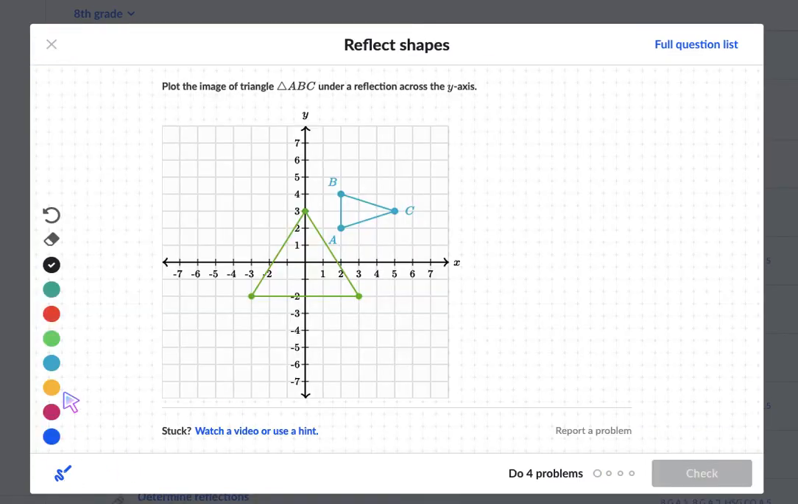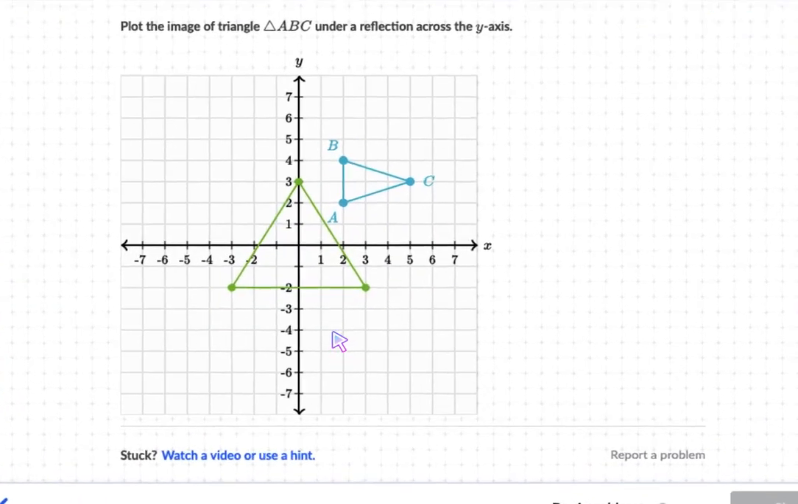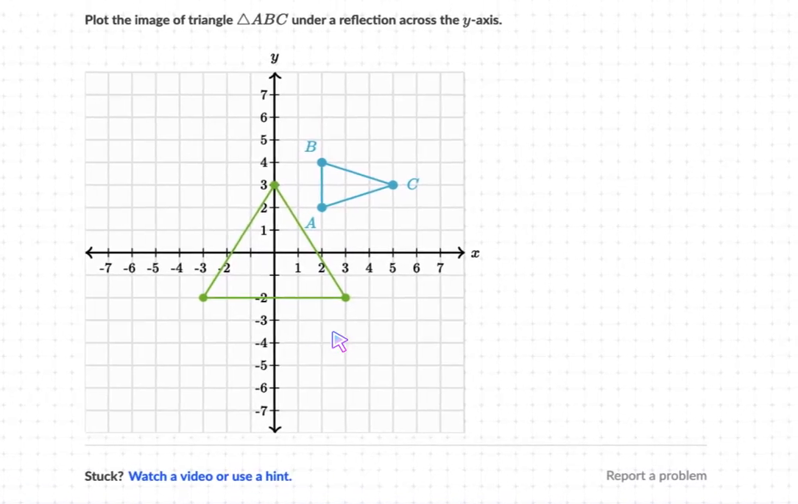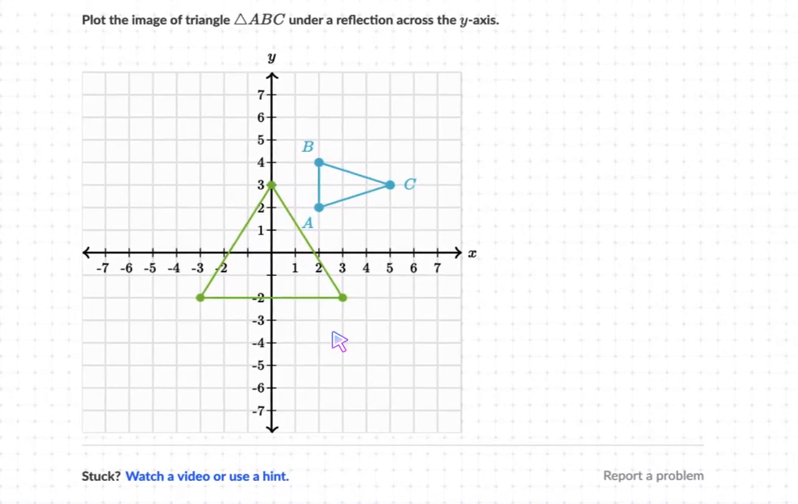This problem right here is asking you to reflect shapes now. So it says plot the image of triangle ABC, that's this blue one right here, under a reflection across the y-axis. Go ahead and pause the video and try it on your own.